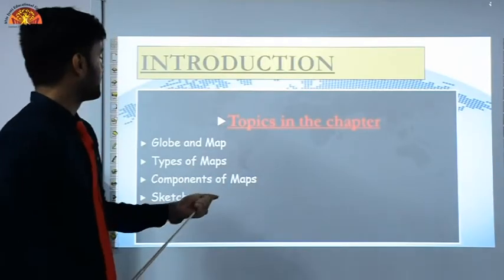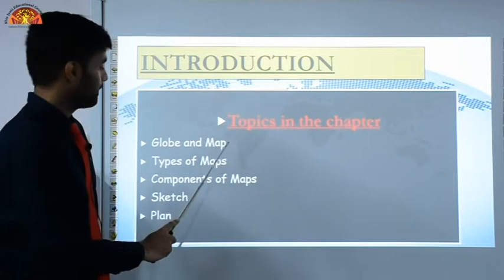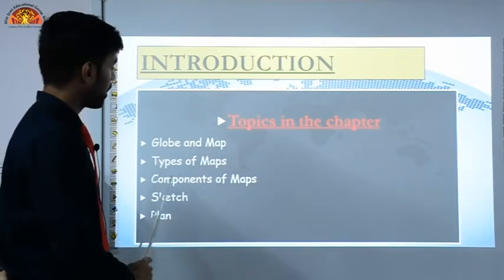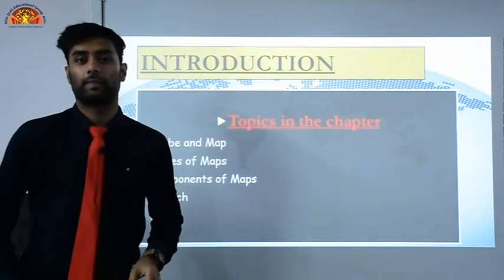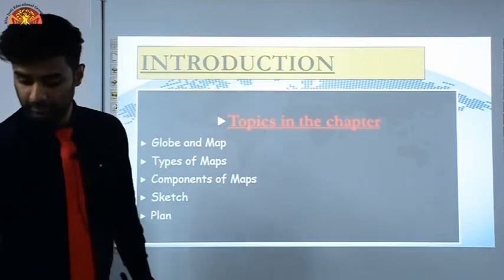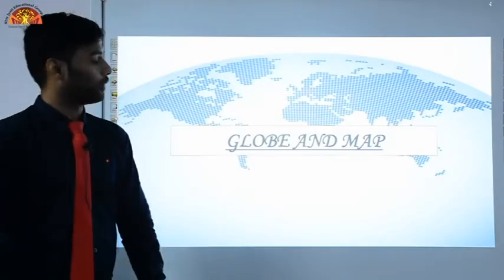Topics that we are covering in this chapter are: first we'll learn about globe and map, then types of maps, components of maps, sketch and plan. Okay, so these are the topics in your books that we'll be covering. Now globe and map.